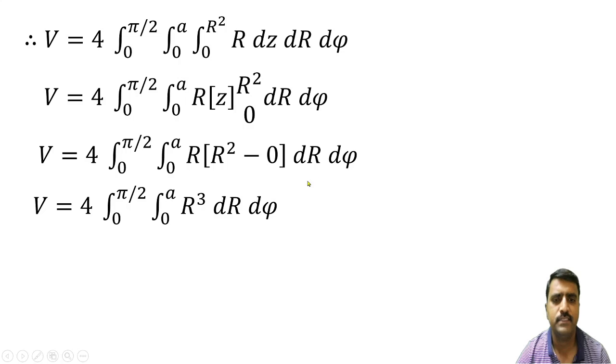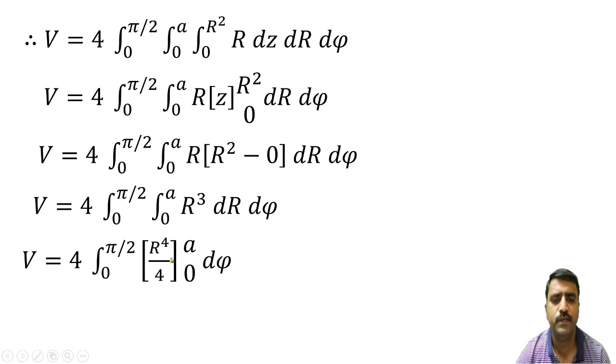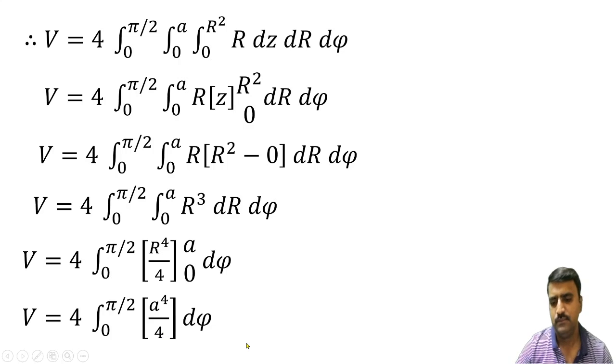So next integration is with respect to r. The integration of r cube is r to the 4 by 4 with limit 0 to a. Substituting the limits, it is a to the power 4 by 4 minus 0, which is a to the power 4 by 4. We can cancel this 4 and 4. So the remaining is only a to the power 4.